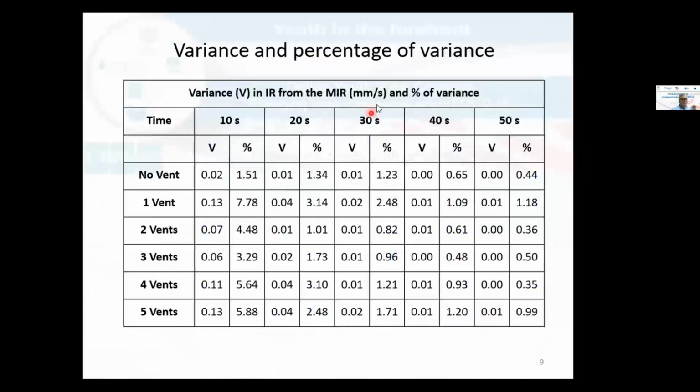Here I have given the variance and the percentage of variance of the infiltration rate from the mean infiltration rate. If you see the variance percentage, it is very minimal, except in the one vent case. The maximum variance we could observe was around 8%, that is 7.78%. In all other cases, the variance was 1 to 3%.